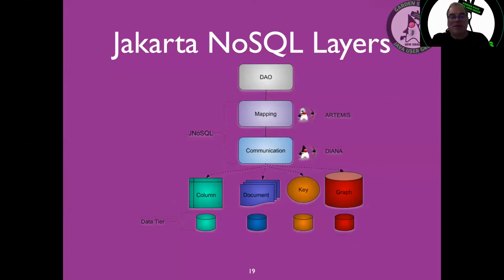So the mapping and communication are all part of the data access objects, DAO. And then, of course, you see the 4 different NoSQL databases in this particular relationship here. And then there's the data tier.